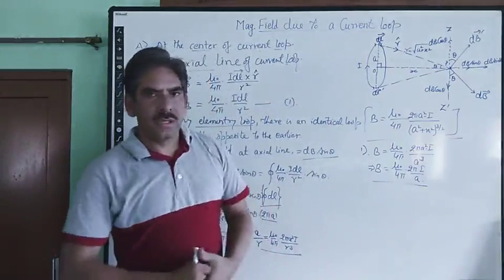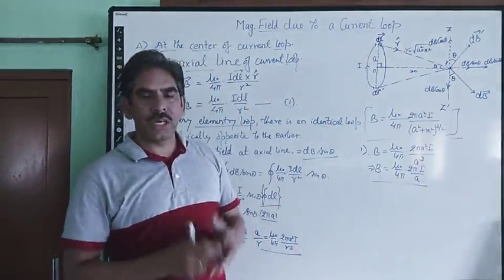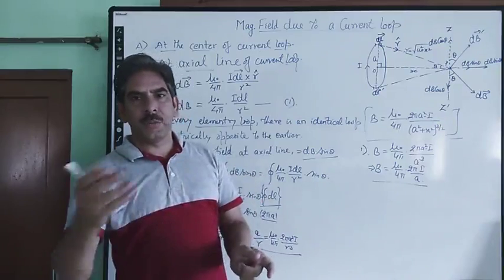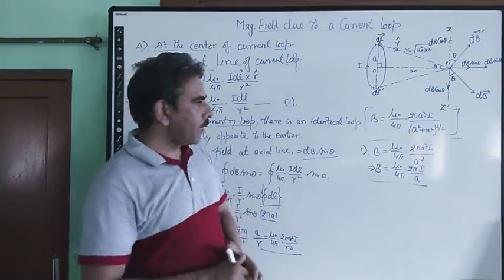So this is the magnetic field due to a current loop at its center and at any point on its axial line. So that is all for now.